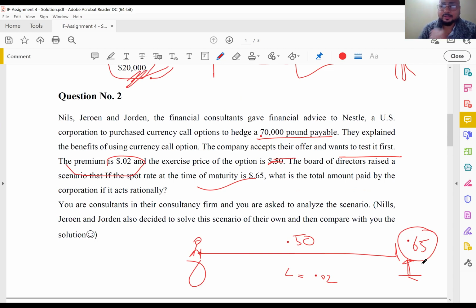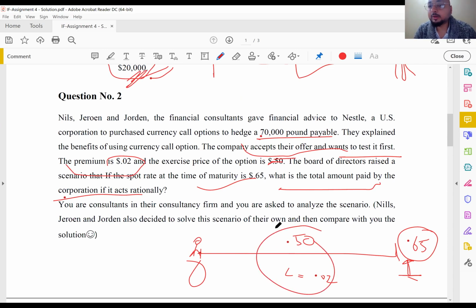But what does the question say here? What is the total amount paid by the corporation if it acts rationally? Which means they want to test it first, right? The company accepts the offer and wants to test it first. And what does it mean? It means how much cost it is to basically pay for 70,000 pounds. The answer is simple. How much is the cost?